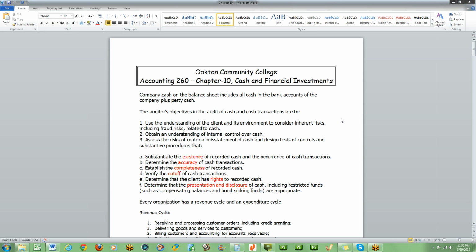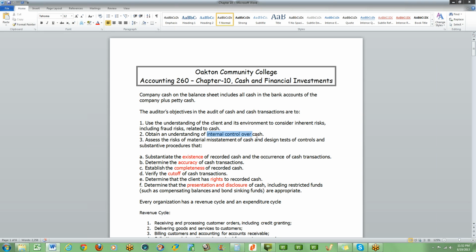So first we look at cash, okay? Auditing of cash. The most liquid asset, the cash on the balance sheet includes all cash in the bank accounts plus petty cash. Okay, what are our objectives? We will continue to see this comment again and again. We need to get an understanding of the company's overall environment and what are the risks related to cash.